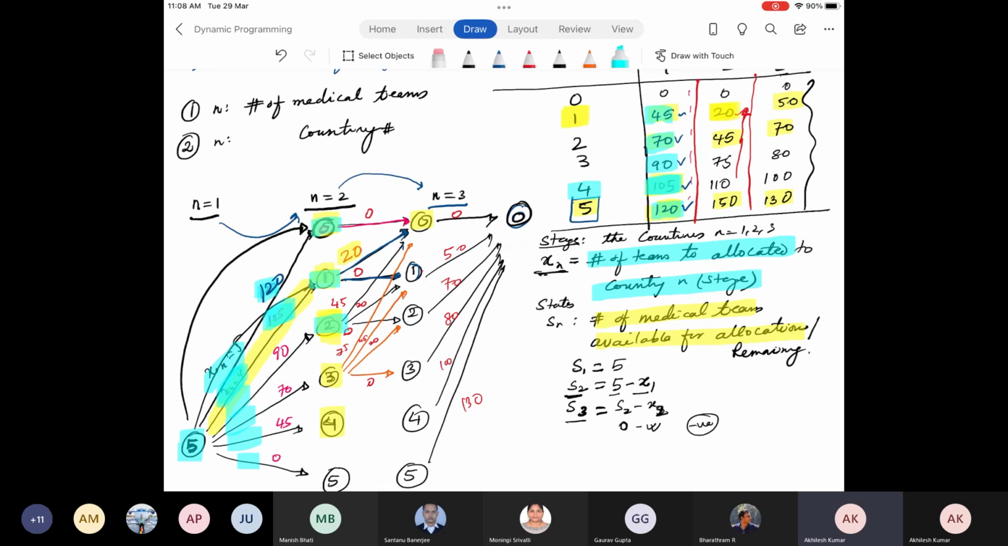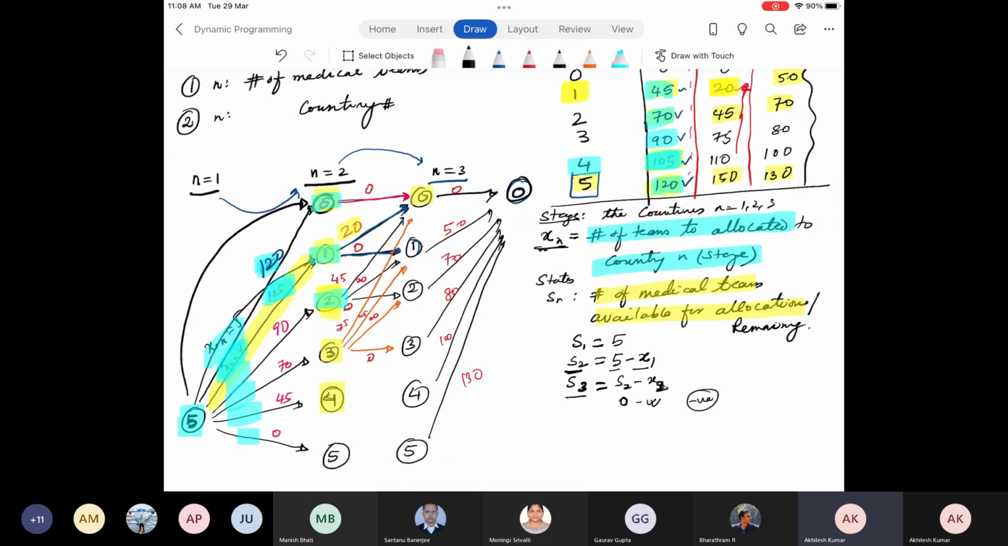I hope you guys are back. Any questions before I proceed into the general structure of the distribution of effort problem? This type of problem falls under a category called distribution of effort. Any problem which follows this kind of structure, where the effort is 5 teams, 4 teams, 3 teams, 2 teams, 1 team.